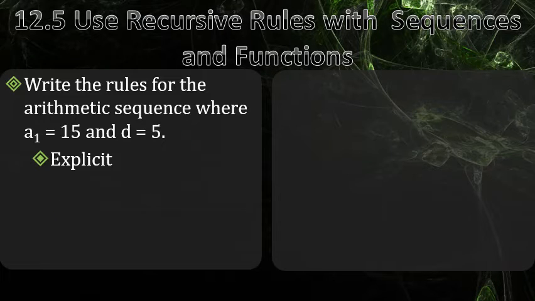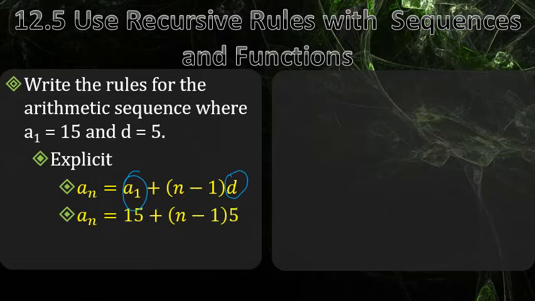Let's write the rules for an arithmetic sequence, where a1 is 15 and d is 5. The explicit rule is the rule we knew before. That's a_n equals a1 plus n minus 1 times d. That was from lesson 2. Fill in the a1 and the d, distribute, and simplify. Get a_n equals 5n plus 10. That one's explicit. If I want to know the 10th term, I plug in a 10, and I find out what it is.